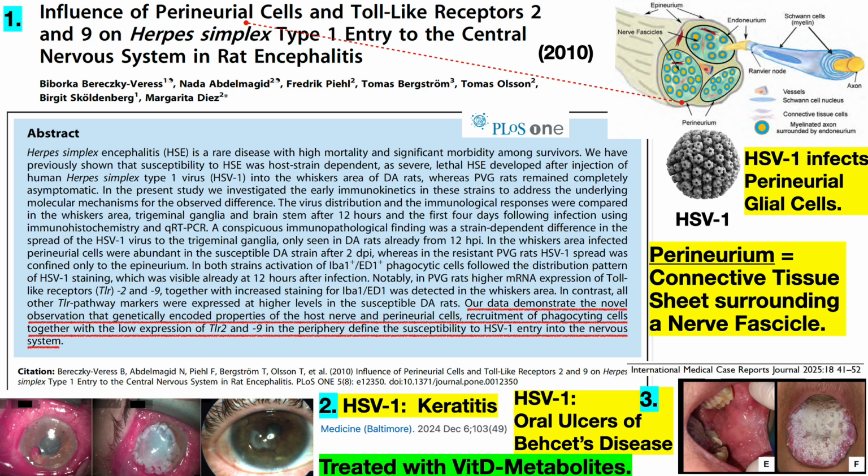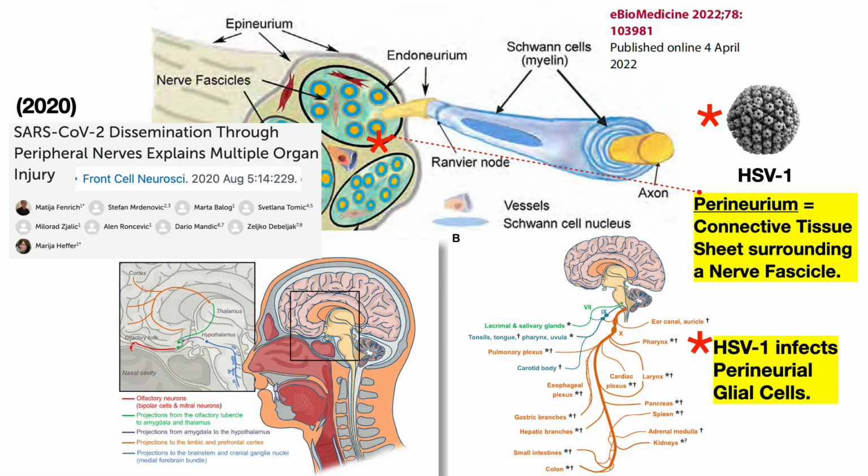Now, we will talk about these oral ulcers in Behçet's disease because they are frequently infected with HSV1, making it plausible or even likely that HSV1 is one of the key drivers of this ulceration. Now, how does this pertain to COVID? In 2020, a group in Croatia published this key paper, a theoretical paper.